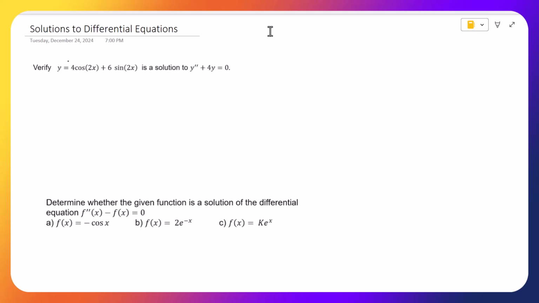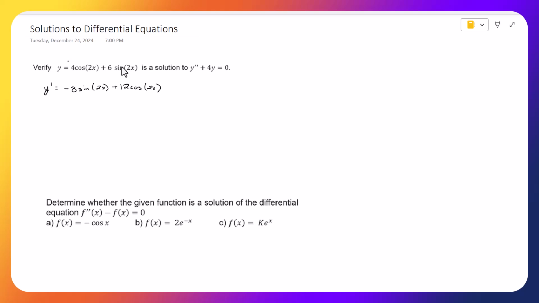So let's find y prime. What's the derivative of 4 cosine of 2x? I'm going to do it really quickly, and assume we know our derivatives. This is negative 8 sine of 2x. What is the derivative of 6 sine of 2x? The derivative of 6 sine of 2x is positive 12 cosine of 2x.